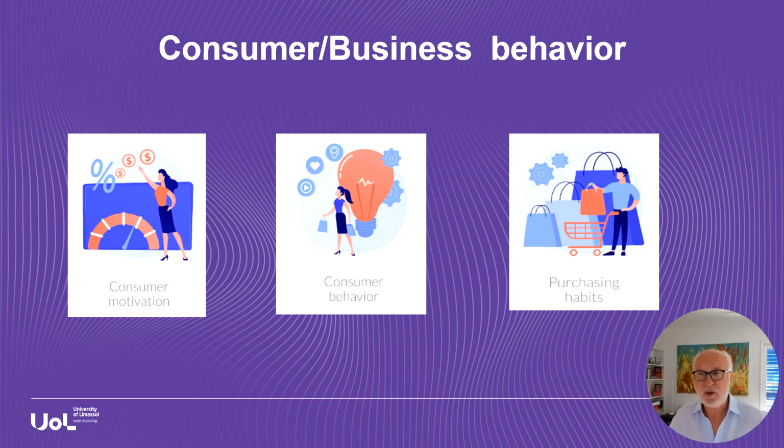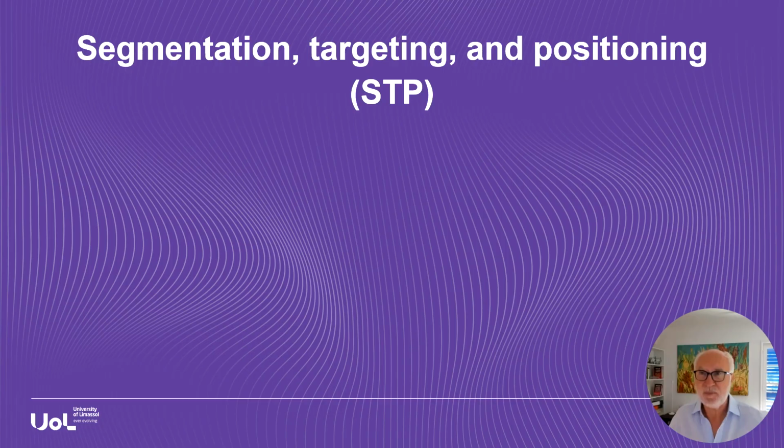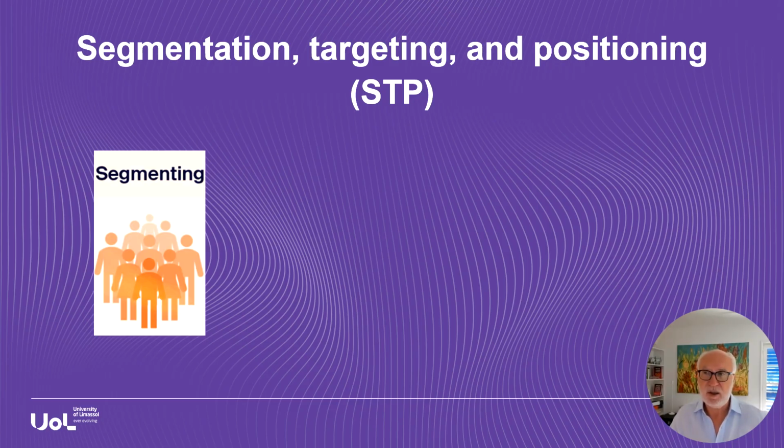In an omnichannel world, we have many options, and therefore understanding consumer and business behavior really directs us to the right decisions, to come up with the right activities to promote our offerings. One of the very important principles is understanding the segments, and then of course targeting them and positioning ourselves. This STP thinking is very important.